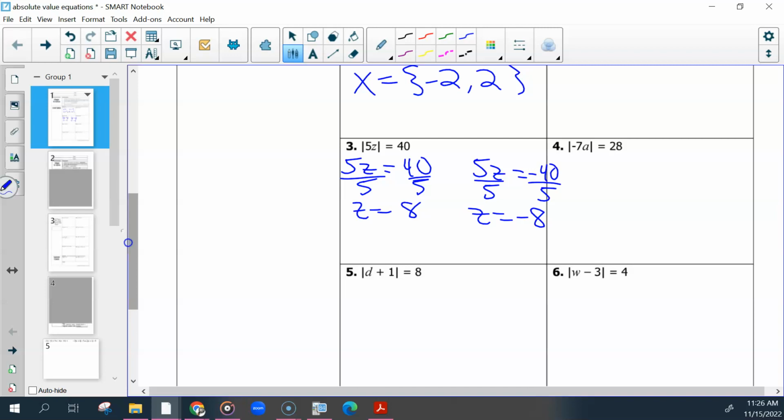And then once you have those both in curly brackets, -8 and 8. So make sure you are putting curly brackets and not parentheses, because this is not an ordered pair. Questions on that one?